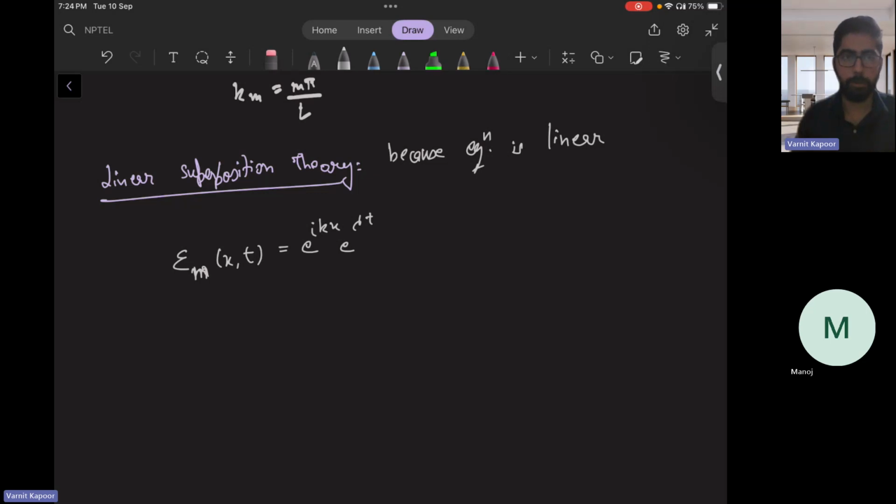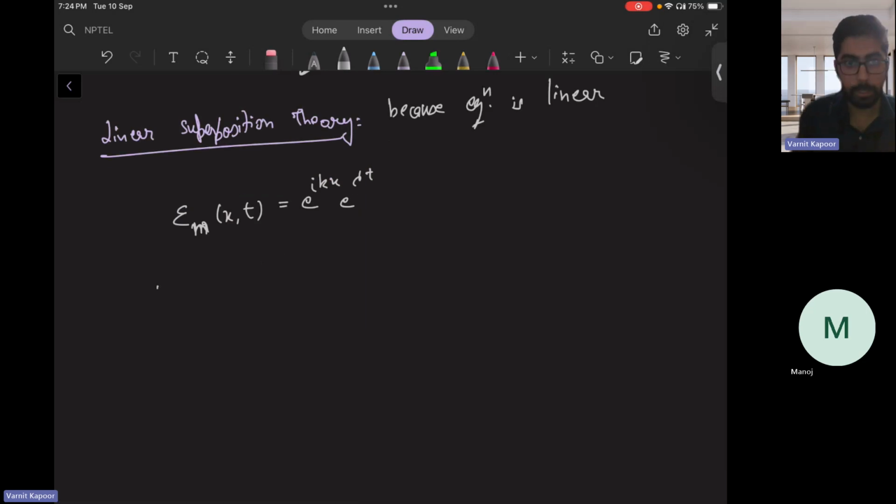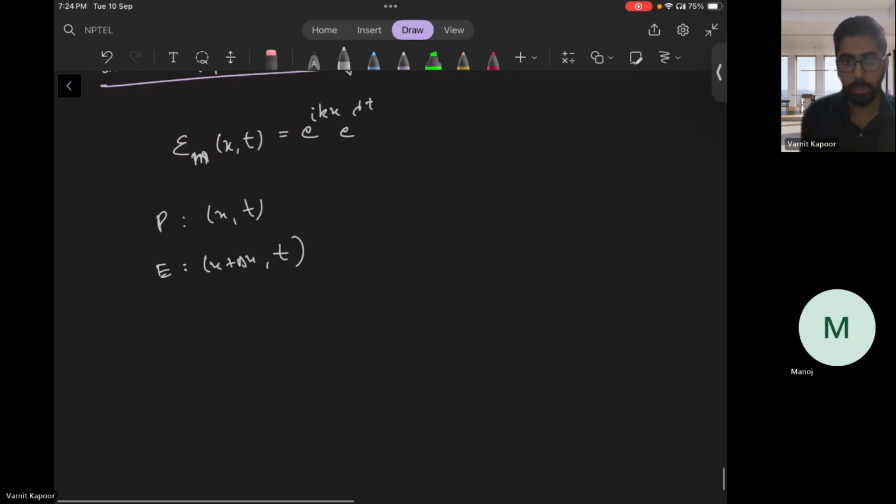So what are the grid points we have? East, west, and P for one dimension, characterized by x comma t. Each cell will have x plus delta x. So let me write, we have three nodes: P, that is x comma t; E, that is x plus delta x comma t; and W, that is x minus delta x comma t.